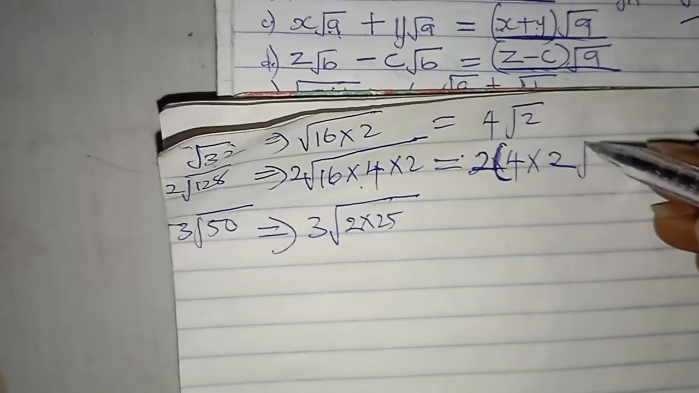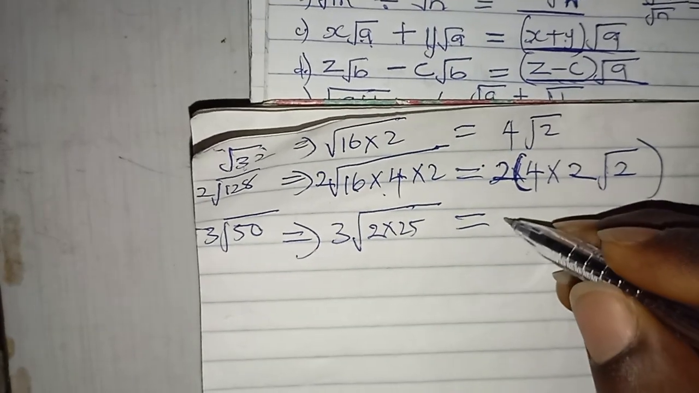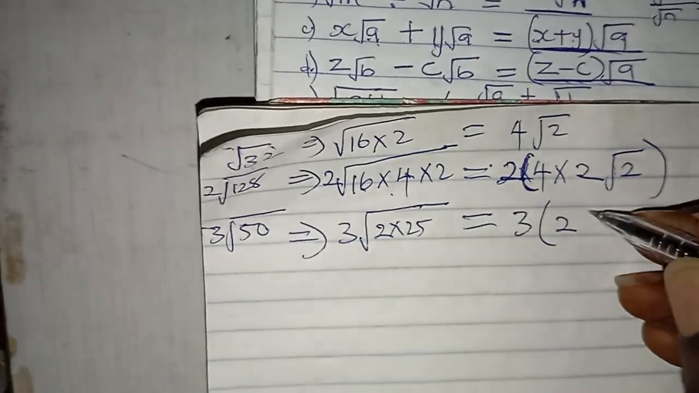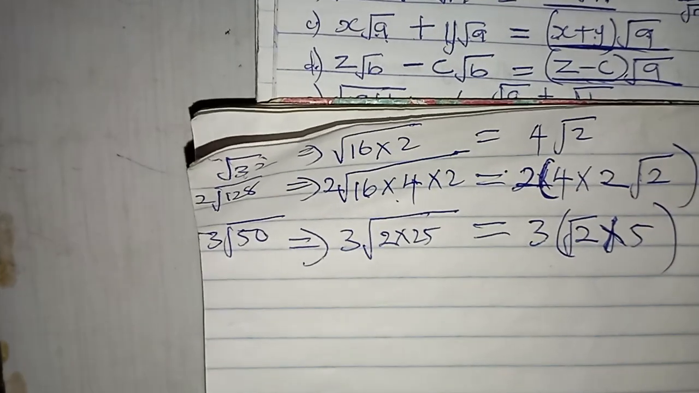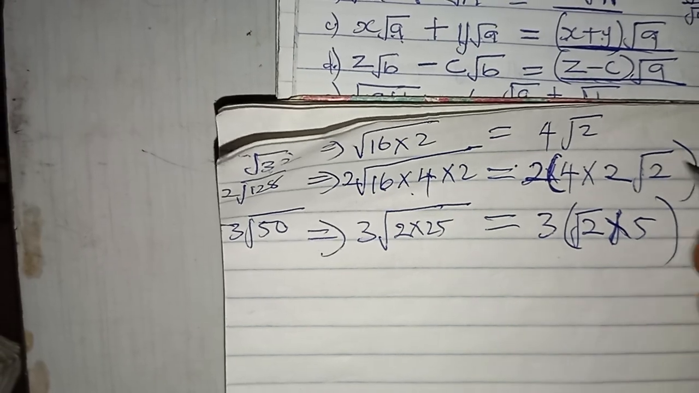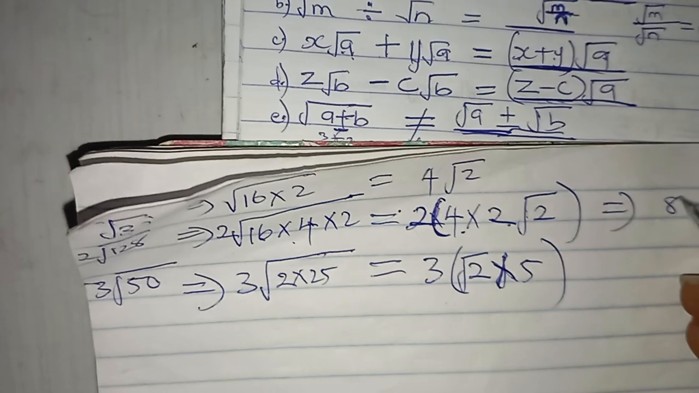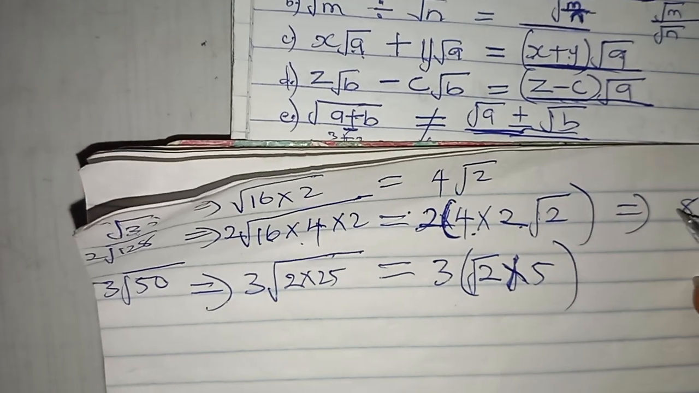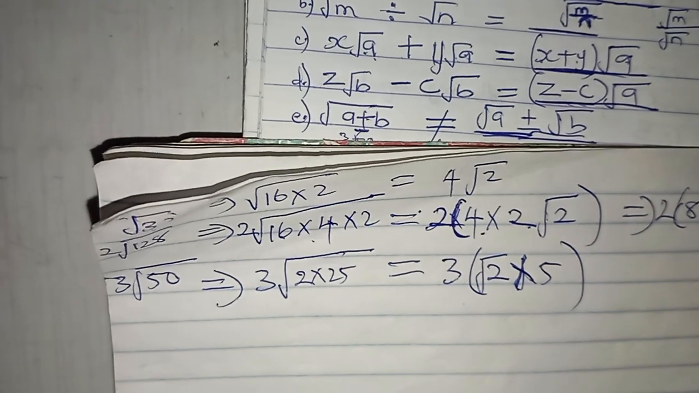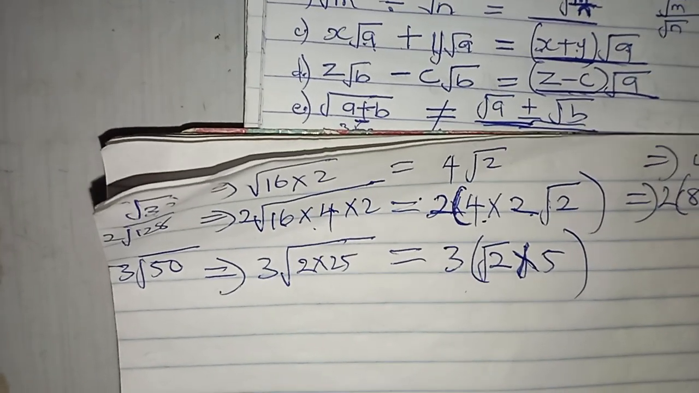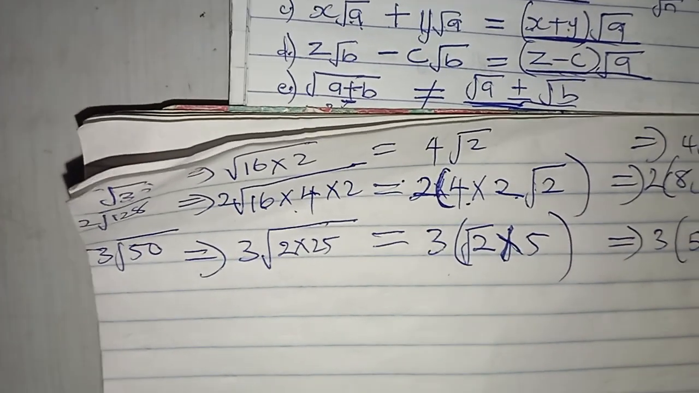Then root 2 equals 3, 2. So root 2 times 5. So this is the sentence saying 4 times 2, 8 times 2, 8 times 2 root 2. Then 4 root 2. Then 3 into 5 root 2.